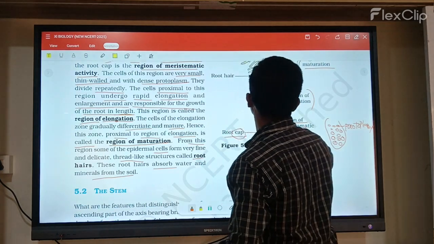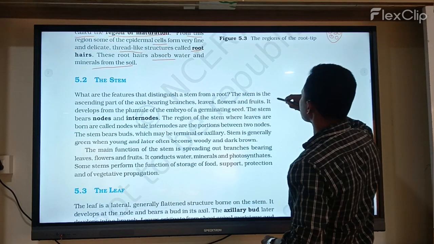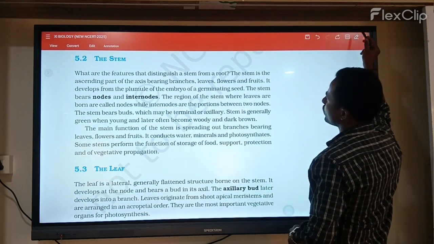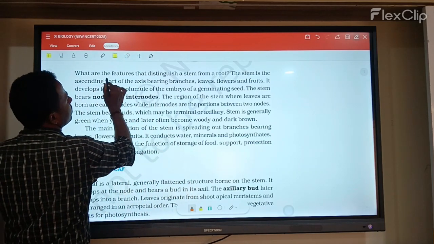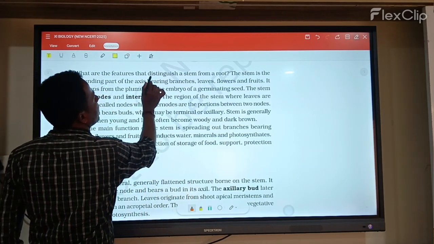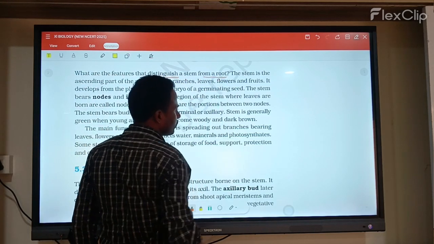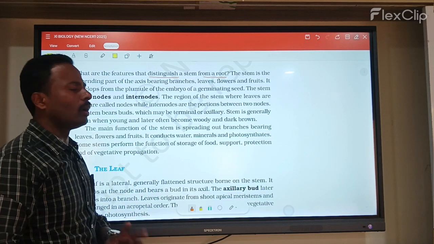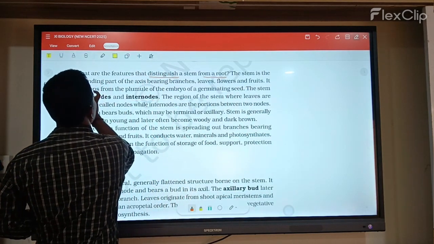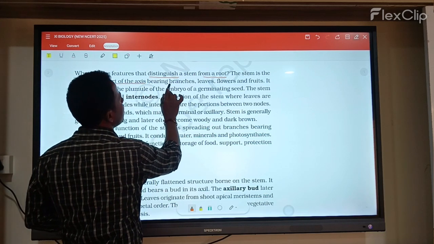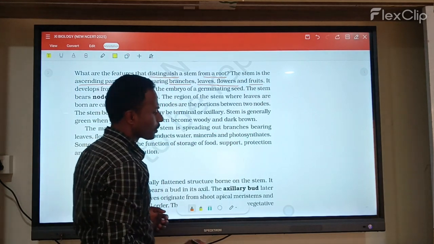Okay, these are all about the root. Next, we discuss the stem. What are the features that differentiate a stem from the root? The stem is the ascending part of the axis bearing branches, leaves, flowers, and fruits.